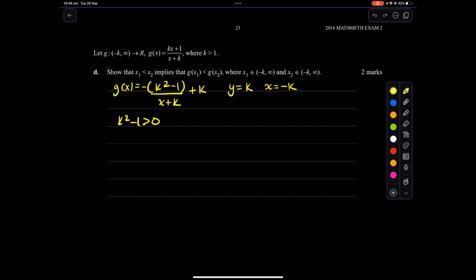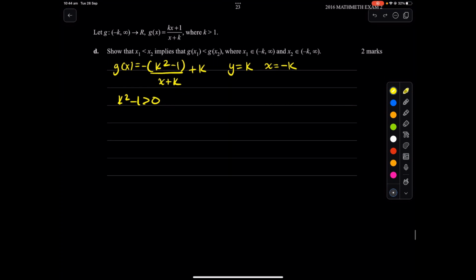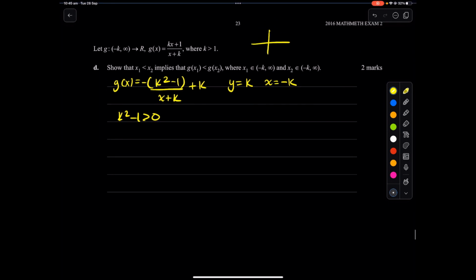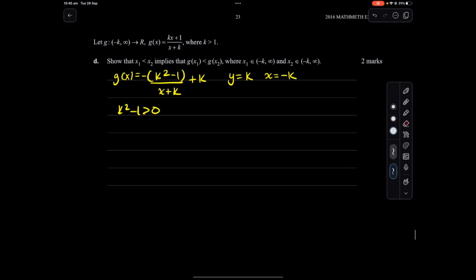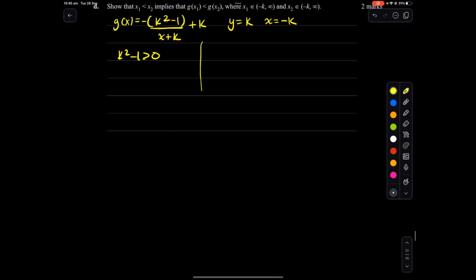Like, for example, let's say k equals 2. If we put 2, it'll be 4, and 4 minus 1 is always going to be greater than 0. So imagine that this is positive, and we've put a minus over here. It's going to look like the graph of this hyperbola, reflected. Normally it's going to look like this. So for this one, let's just have a sketch of it.